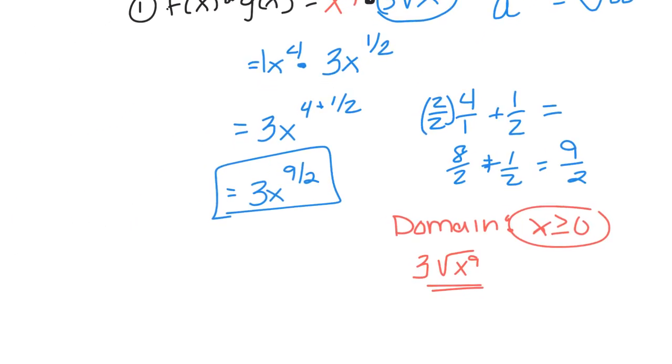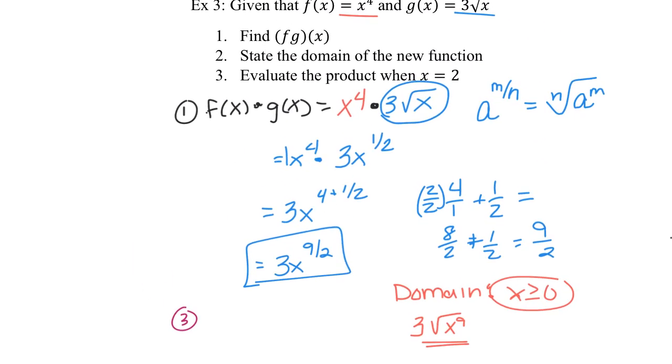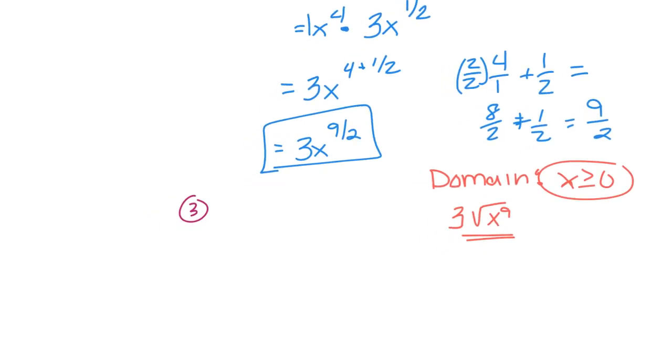Now let's evaluate. Step 3 says evaluate the product when x is equal to 2. So we're going to substitute a 2. So 3 times 2 to the 9/2 power. Now I'm going to change that 9/2 back to its radical, because 2 to the 9/2 power is not something I can easily evaluate. So this is really 3 times the square root of 2 to the 9th.